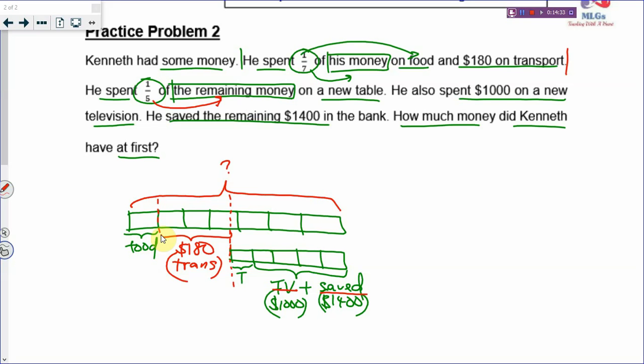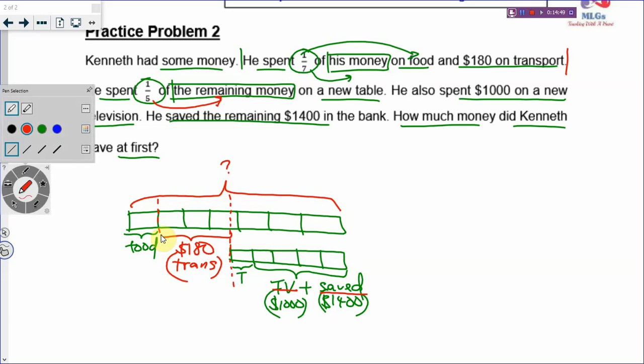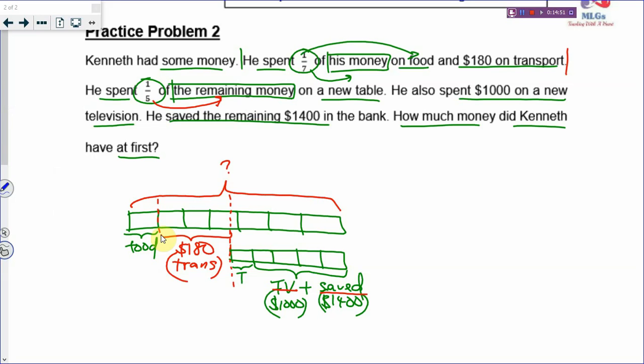All right. So it's not that hard. Maybe at first when you start to draw, you do not know where to put the $180, but now you can see that you can actually put it anywhere you want, as long as you label clearly with a dotted line and your words. Okay. All right. So let's look at the model now, and let's work it out. So what can we do now?